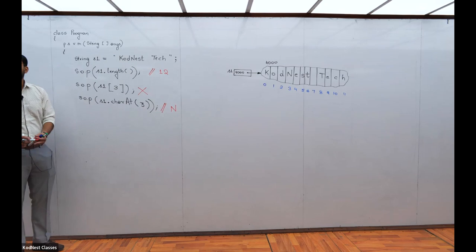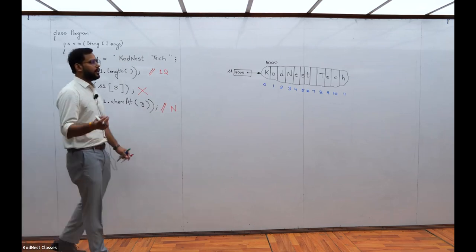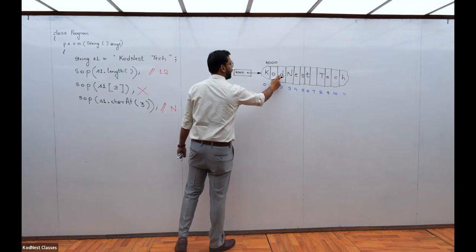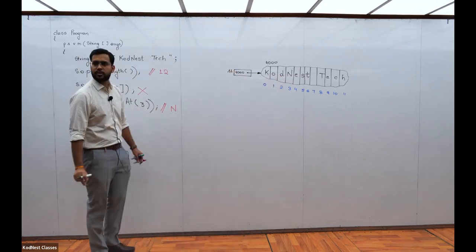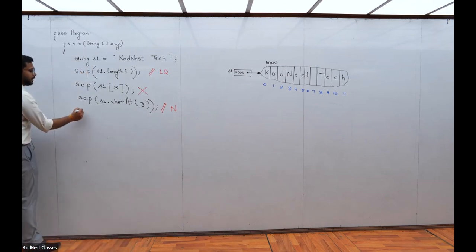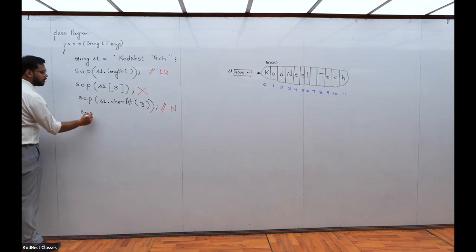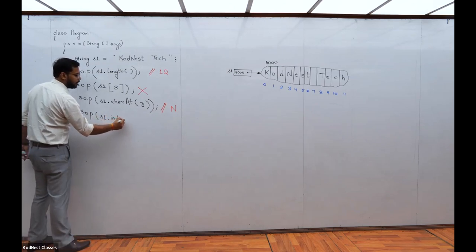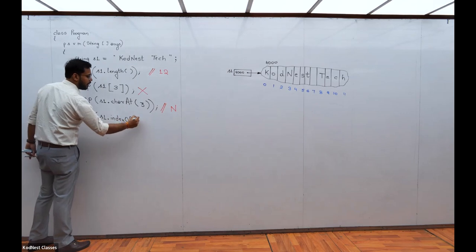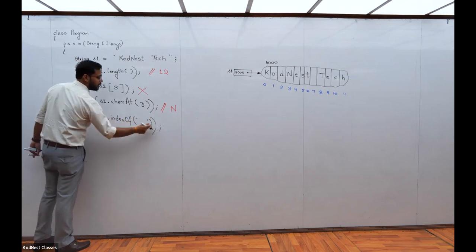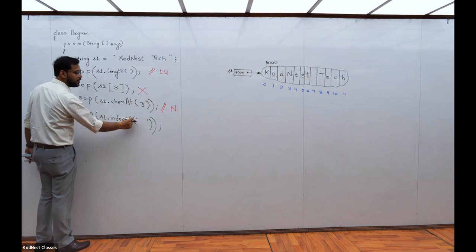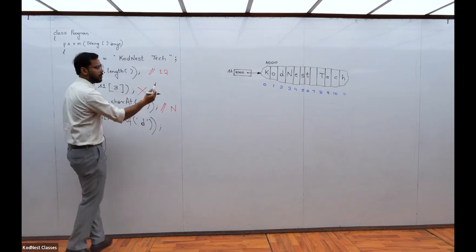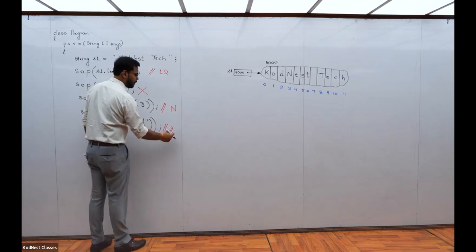Like this, assume that I want to print the index of this character D. If you want to print the index of any particular character, you can write S1 dot indexOf method. And whose index do you want to print? That character, you have to mention inside single quotes. Which character? D. So for D, what is the index? 2. So 2 will be printed.